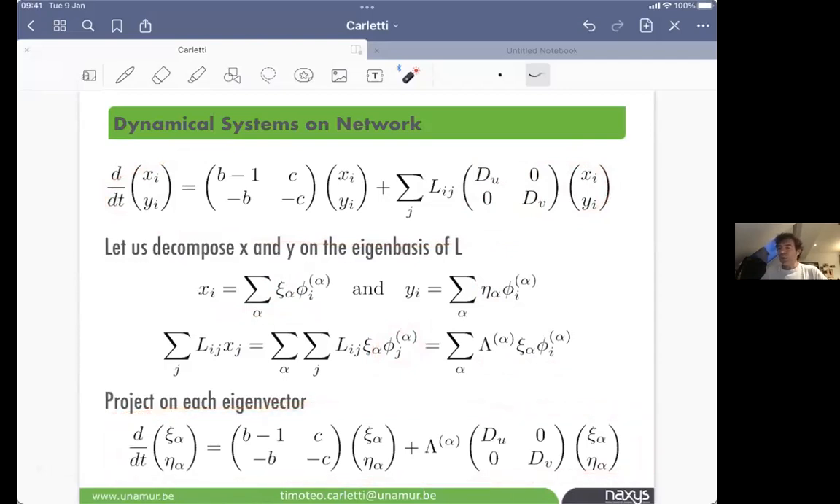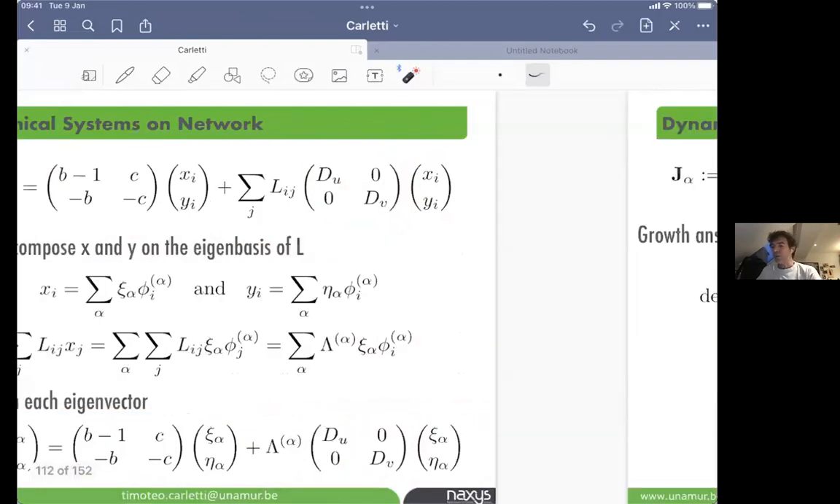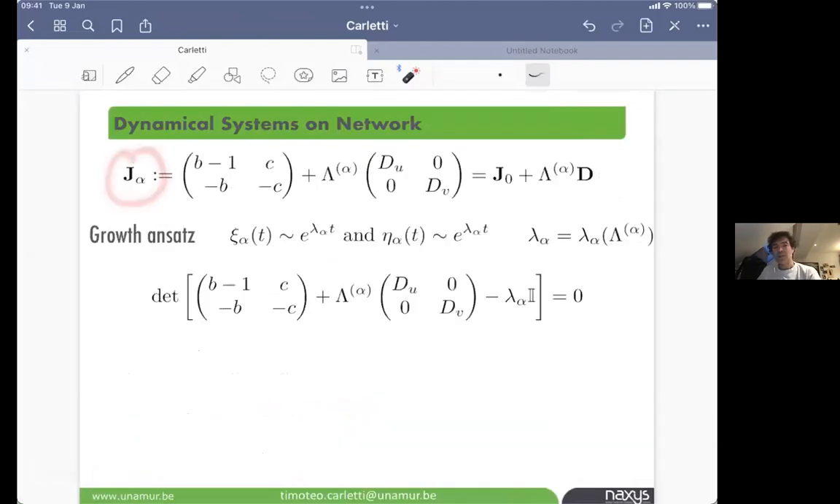Observe that this part is the same, it doesn't change, except of course you're not in the space x and y, you are in the space xi and eta. But this part is a bit simpler because here you had a sum, while now you just multiply by the eigenvalues of L. So the question is again, you have this second order equation, or if you want a first order vectorial one, and you want to study the stability. You can write this with a new matrix, an extended Jacobian that I call J alpha, which is J0 plus these eigenvalues of the Laplacian times D.